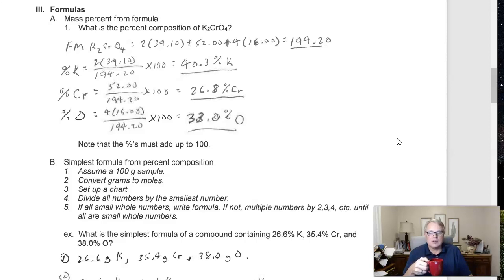All right. So yeah, percent composition does have some use out there. Okay? But that's how you calculate it. Okay.